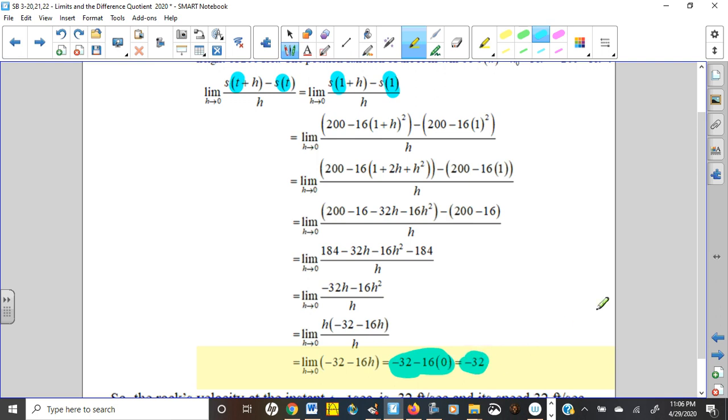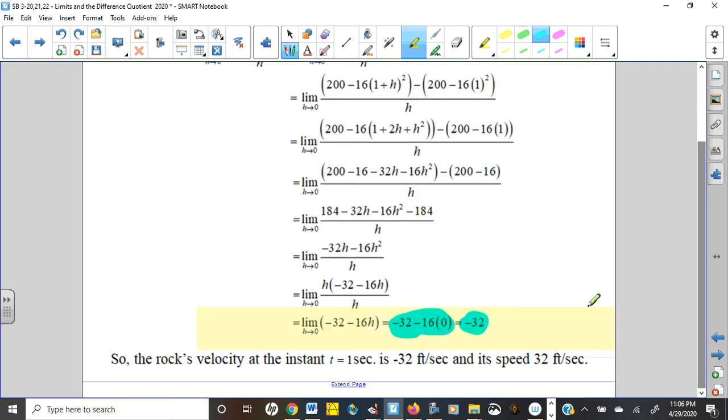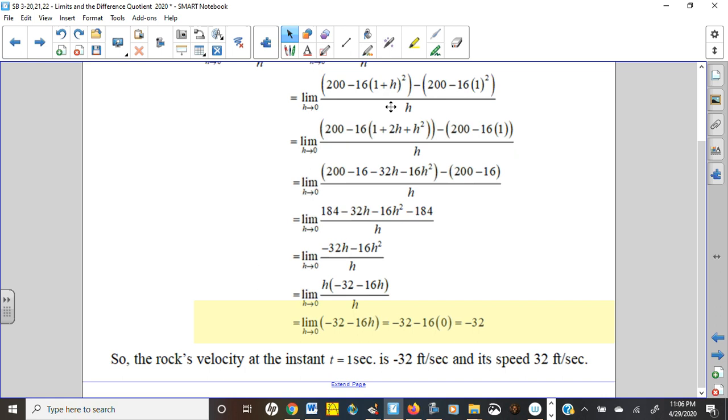Now, some people, that's going to freak them out because they're like, well, you can't be going with a negative speed. And actually, that's true because speed is the absolute value of velocity. But velocity is a vector that has not just a magnitude, which would be the 32 feet per second, but also a direction. And so the negative actually makes a lot of sense because it's falling. So the velocity at 1 second is negative 32.